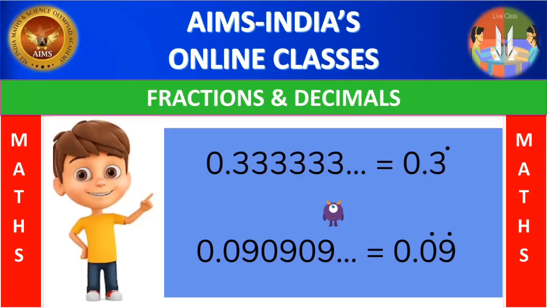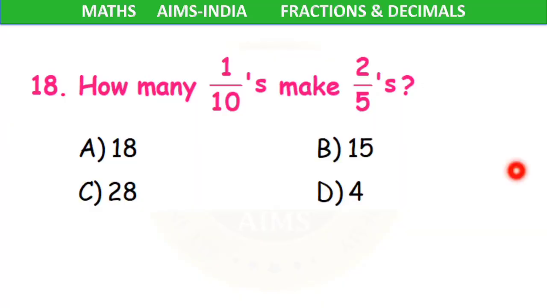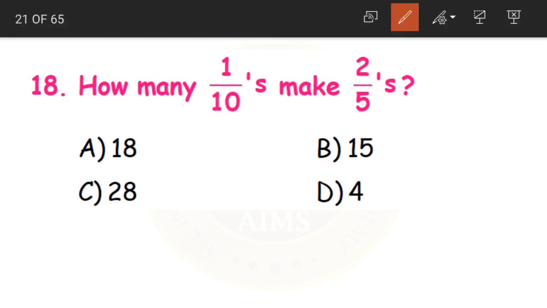So even in today's class, we'll continue multiple choice questions from the chapter Fractions and Decimals. Starting with the first question for today, question number 18. How many 1 by 10s make 2 by 5? See children, what should we find out? How many 1 by 10s will make 2 by 5?